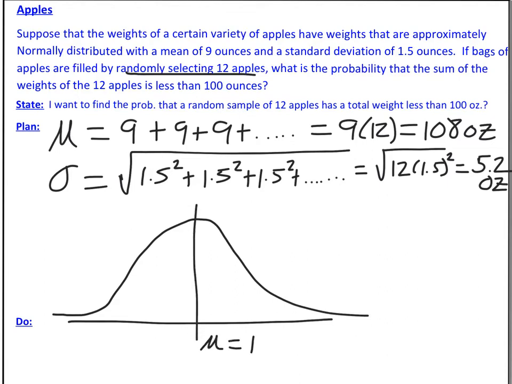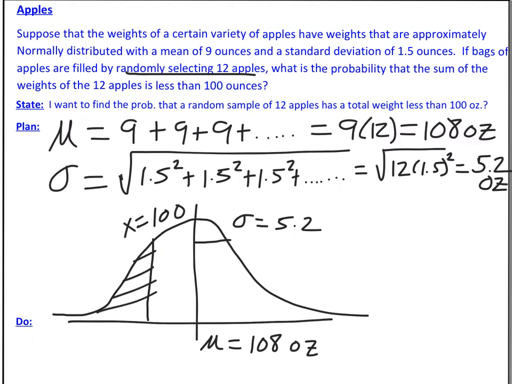It did say that this distribution was normal. Centered at 108 with a standard deviation of 5.2. We are looking for this probability that we get 12 and they weigh under 100 ounces. At this point you'd be off to your normal CDF.